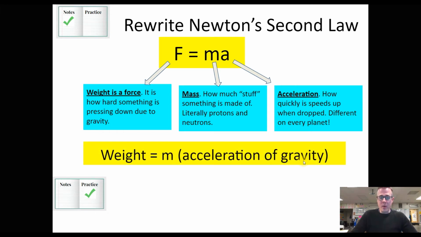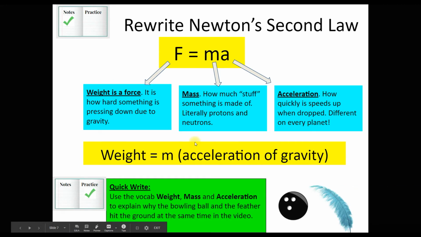So if we rewrite that equation, weight equals mass times the acceleration of gravity. Please notice that this is the exact same equation. Both boxes in yellow, they're the same. We've just given different words for a different occasion. So over on your practice side now, I need you to do this quick right.